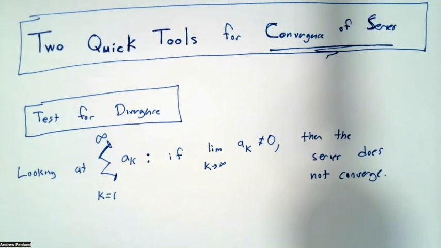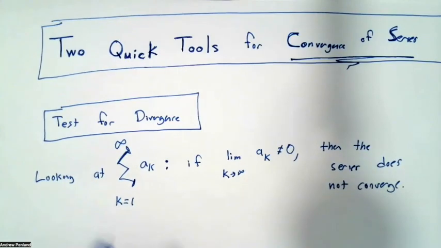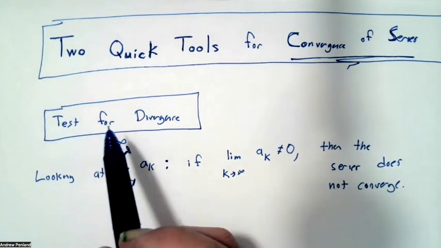So we're interested in knowing whether or not a series converges. And we're going to look at two quick tools that we could use as ways of determining whether or not a series converges. Now, we're going to develop lots of tools for this. And it's important to know there's no one tool that works every single time. But the first tool that we're going to use is called the test for divergence.